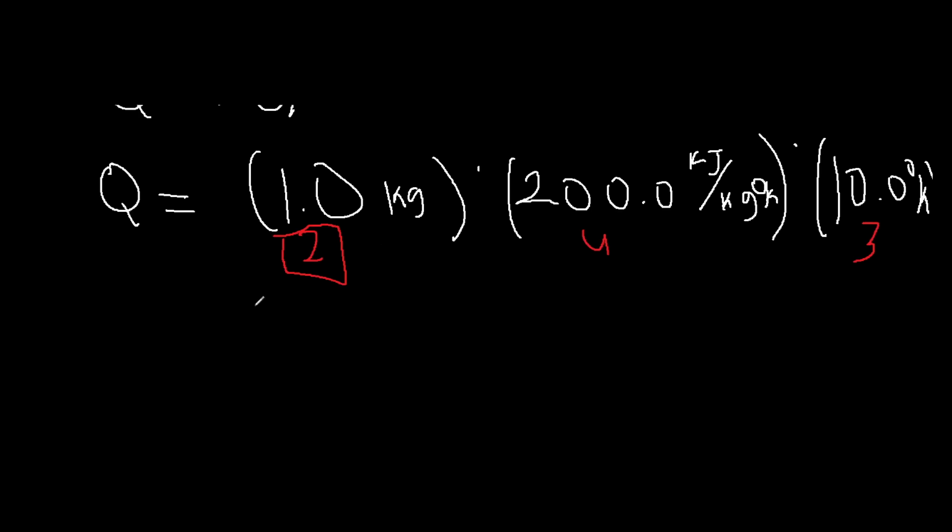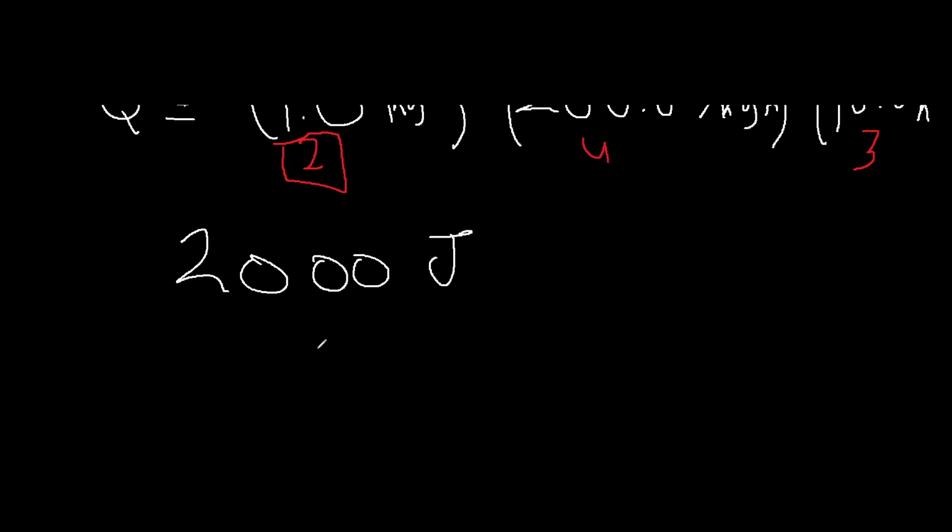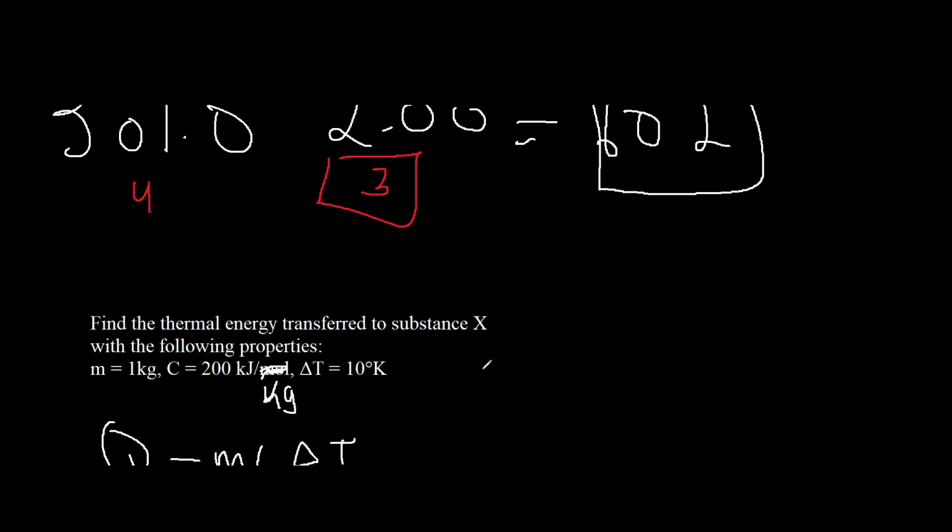If you just multiply this all together, this would be 2000. This would be 2000 joules. Or if you want to use the 2 and be a bit more specific, you could say something such as 2.0 kilojoules. So this is the first thing.